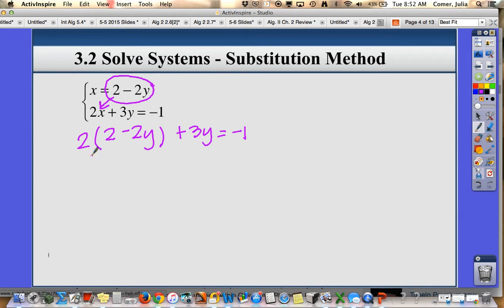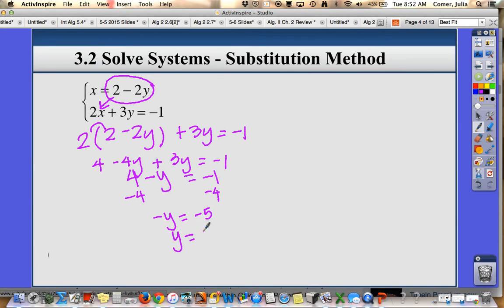So first up, I'm going to distribute. So I'm going to get 4 minus 4y plus 3y equals negative 1. And I'm going to combine my like terms. So I'm going to have 4 minus 1y equals negative 1. So 4 minus y equals negative 1. And I'm going to subtract 4 from each side. And I'm going to end up with negative y equals negative 5. And if I divide both by negative 1, I would get y is equal to positive 5. So that's my y value.